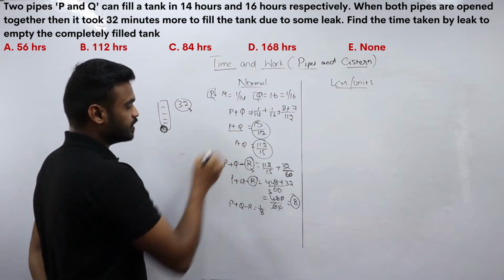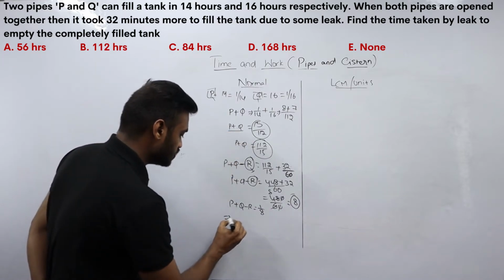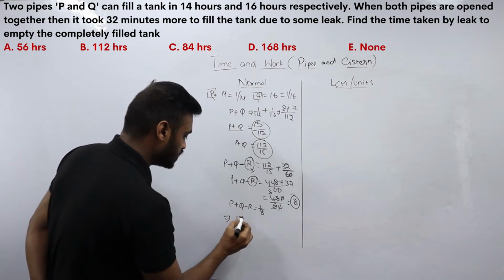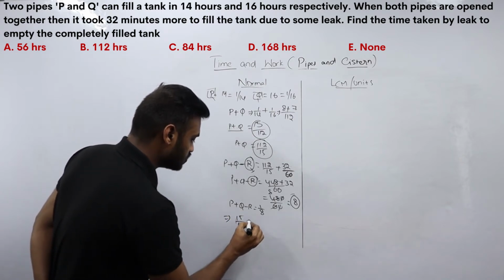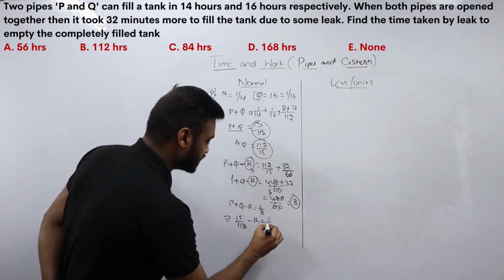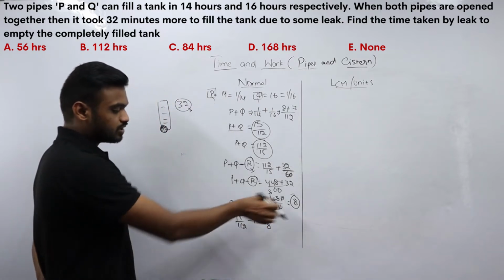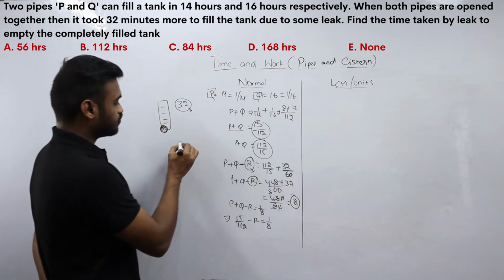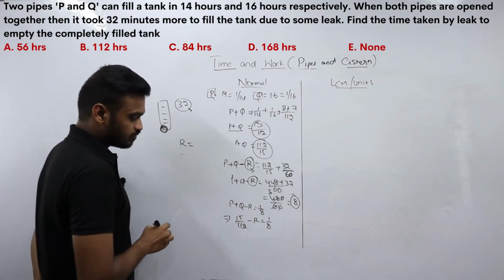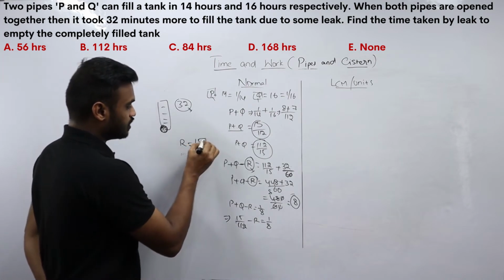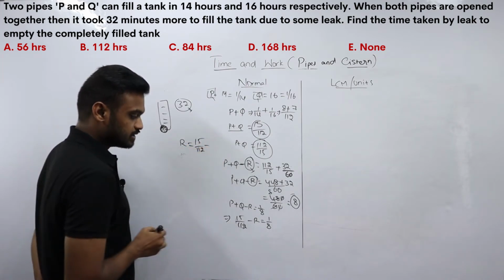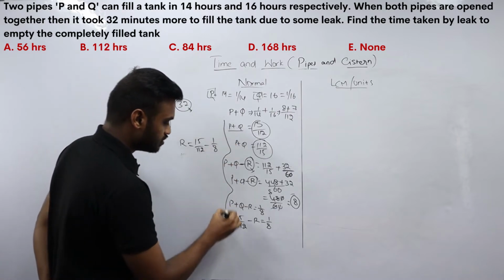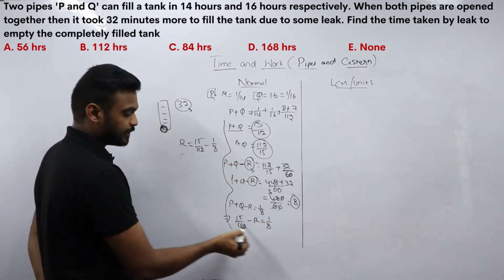Now if I substitute this P plus Q efficiency, I will get 15 by 112 minus R equal to 1 by 8. Now I am sending this R to the right hand side and 1 by 8 to the left hand side. So I will get R equal to 15 by 112 minus 1 by 8.